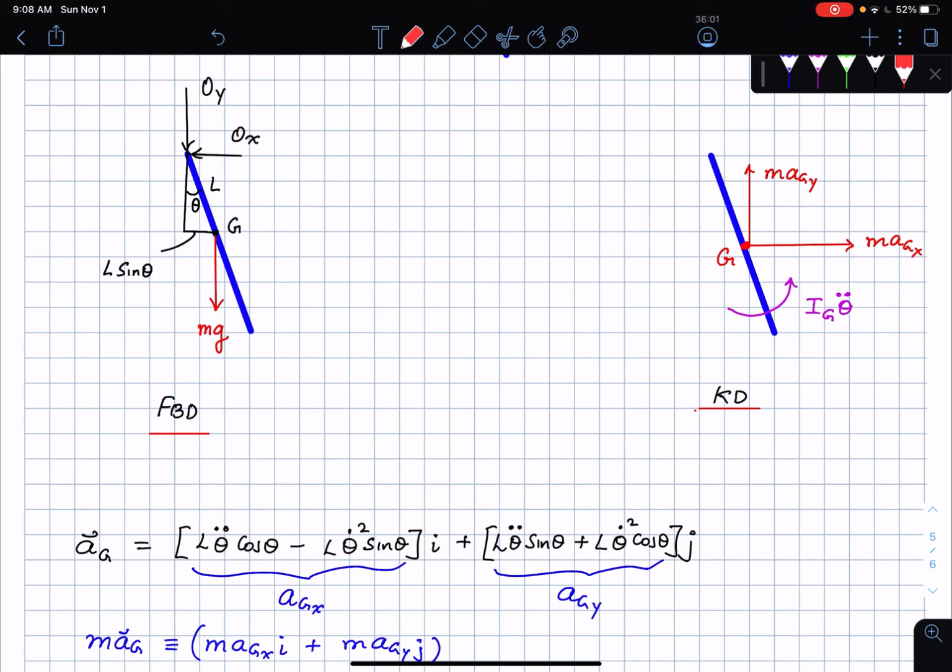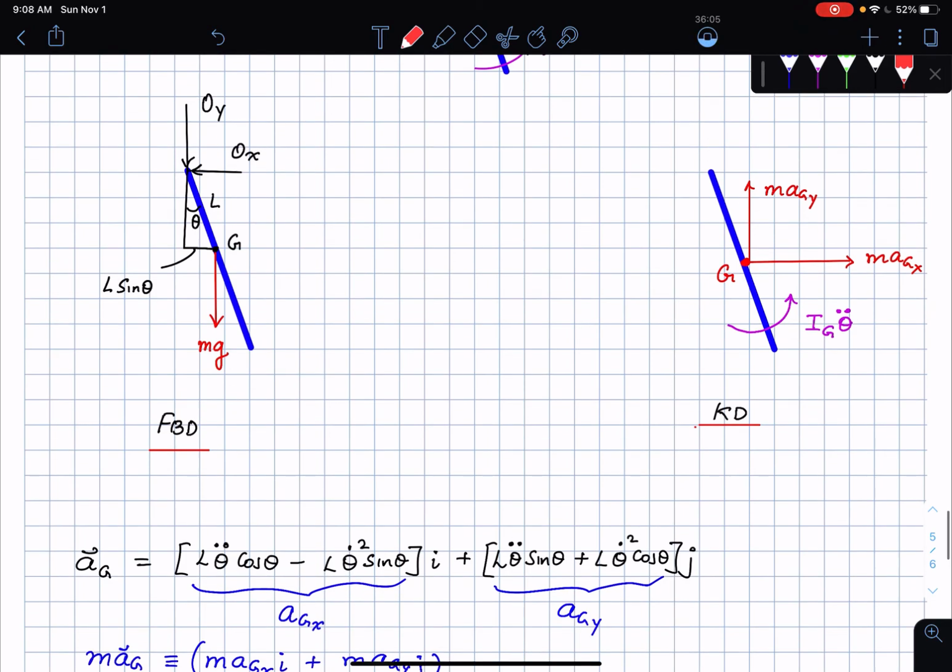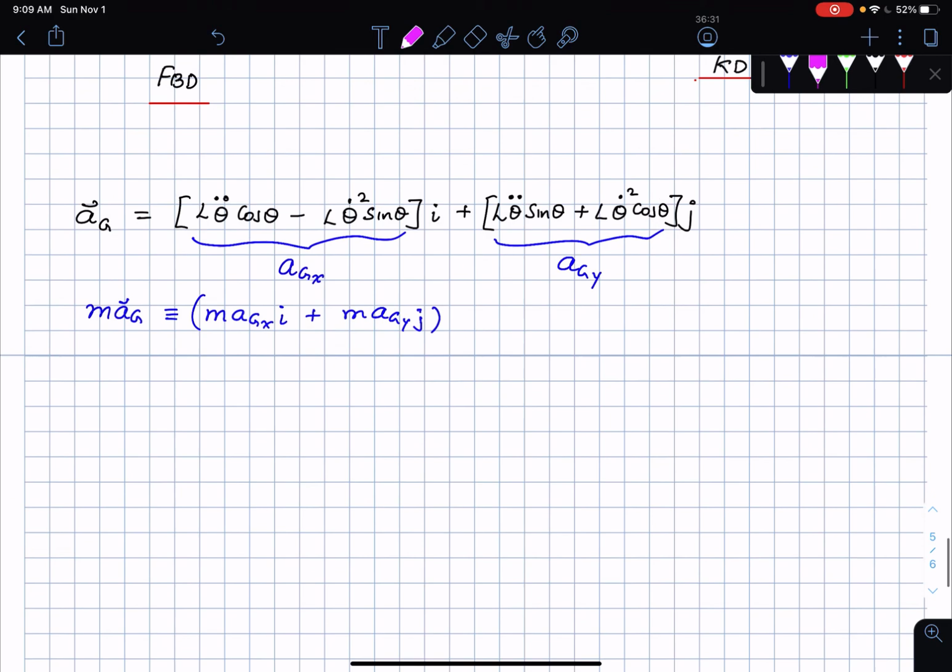What do I do next? I think the equation of motion should not contain the constraints. These are constraint forces, right? The reaction forces are constraint forces. Let me write them down. The equation of motion should not contain the constraint forces. So if I start summing forces, that is not very useful for me, which means my only point of view is to start summing moments about the point O.